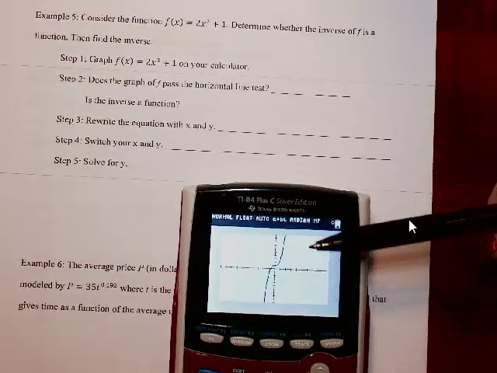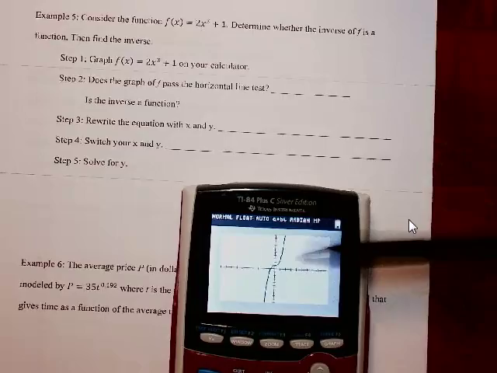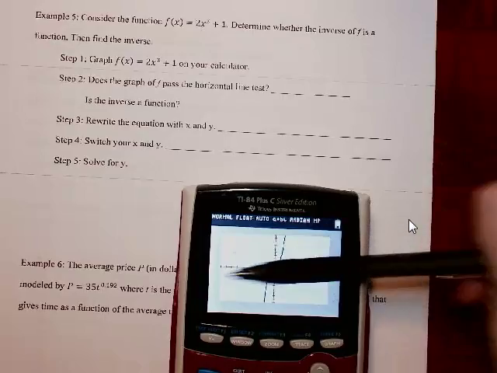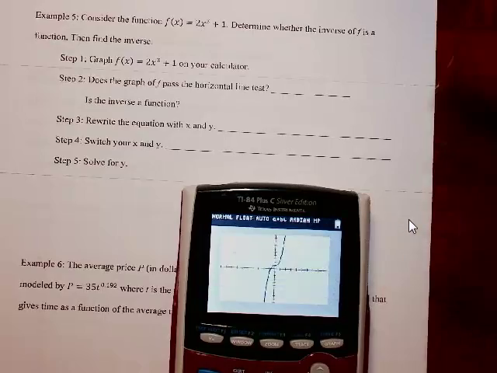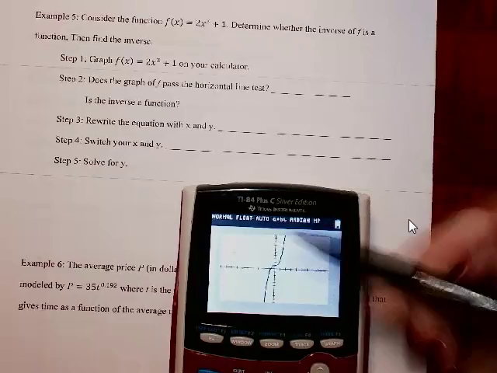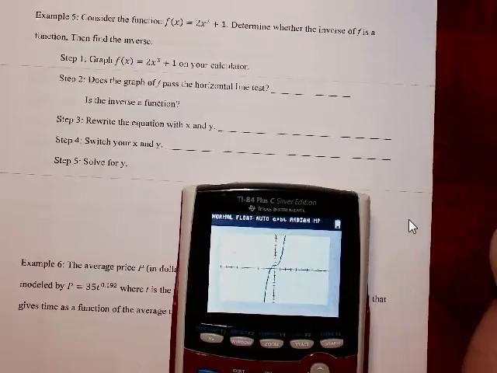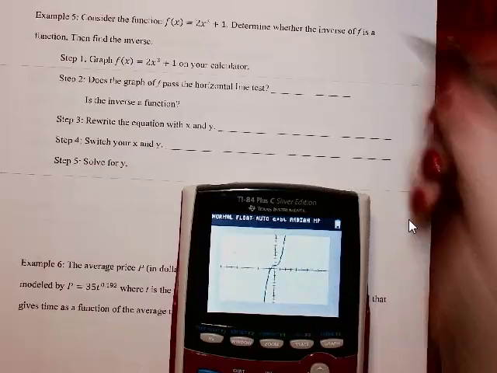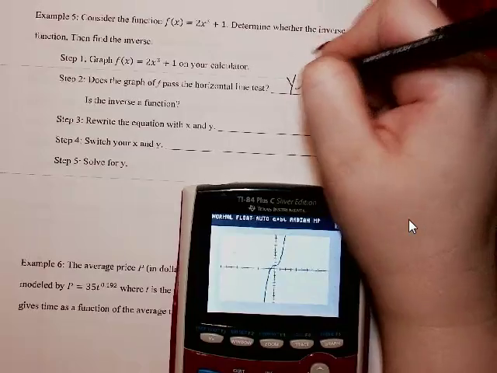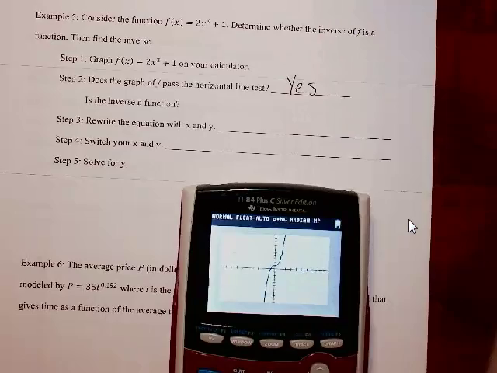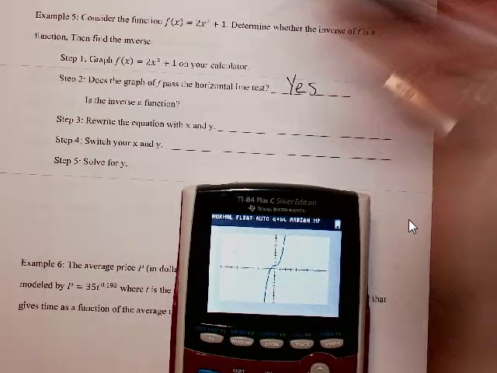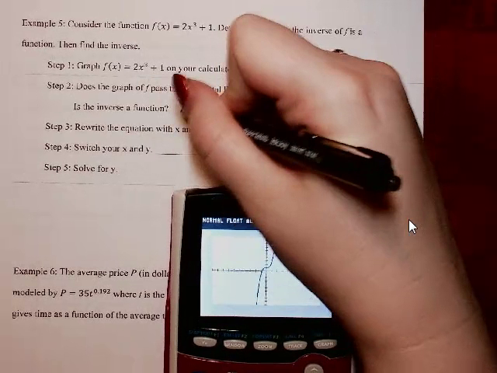So does it pass the horizontal line test? Anywhere I draw a horizontal line, it will only intersect once. It's a little tricky to see here in the middle, but it's true, it will only intersect it once. So, yes, it does pass the horizontal line test. Is the inverse a function? Well, if it passes the horizontal line test, then yes, the inverse is a function.